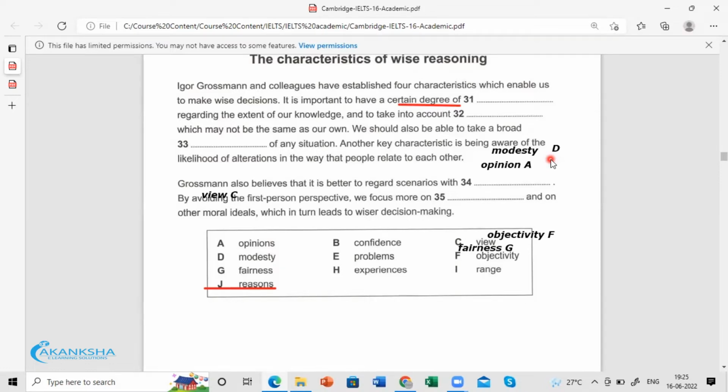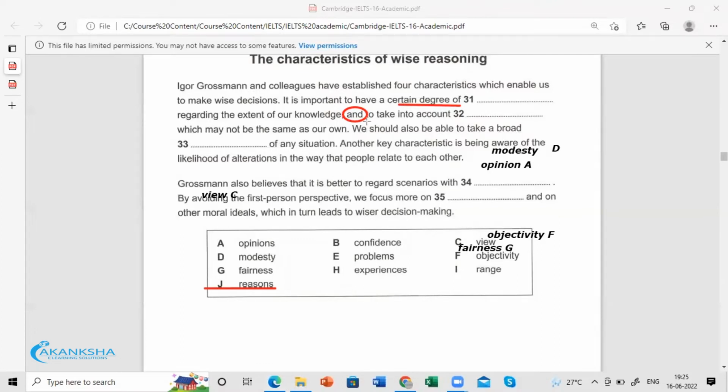And even again, like a second one. So you see the gap here, 31 to 32. Exam knowledge, and to take into account. Take into account means to consider something which may not be the same as our own. And observe these conjunctions. You see, and.